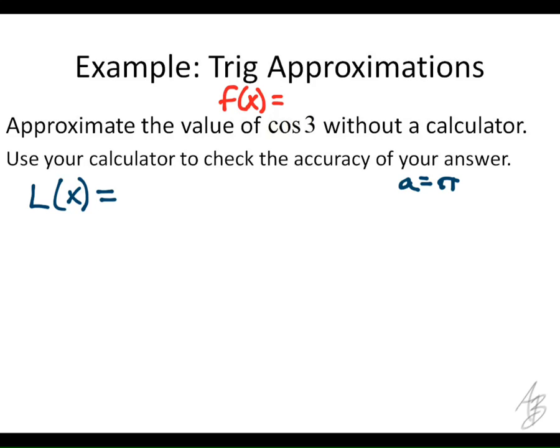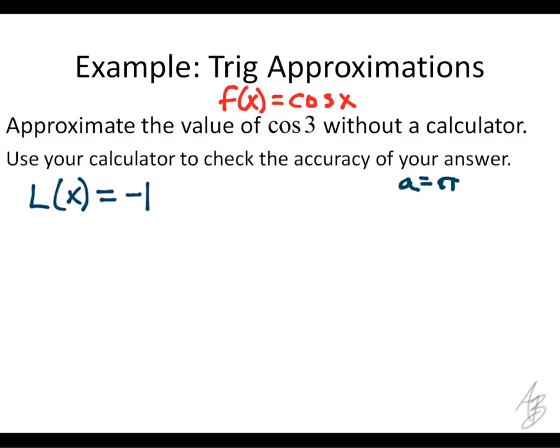What does f of x equal? Okay, so we're looking at the value of cosine of x close to pi. What does the linearization formula say? What's the first thing? F of a. We said a is pi, so what's the cosine of pi? -1. Right? Yeah. I forgot.